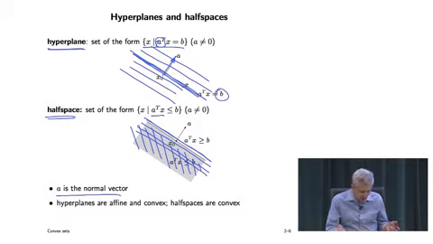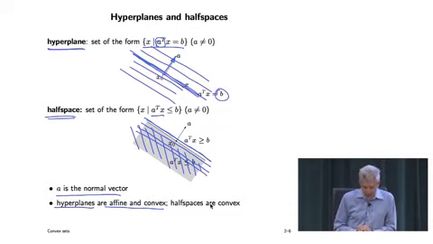Now, these sets are both affine and convex. I should say hyperplanes are affine and convex. Half spaces are convex. They're not affine. Now, this has to be shown. You can look at it and verify it visually and by intuition, but these are things you'd have to show. It's not particularly hard to show these things, but you have to.